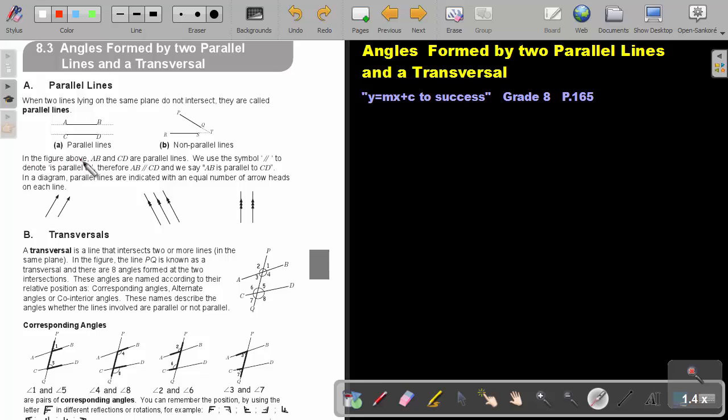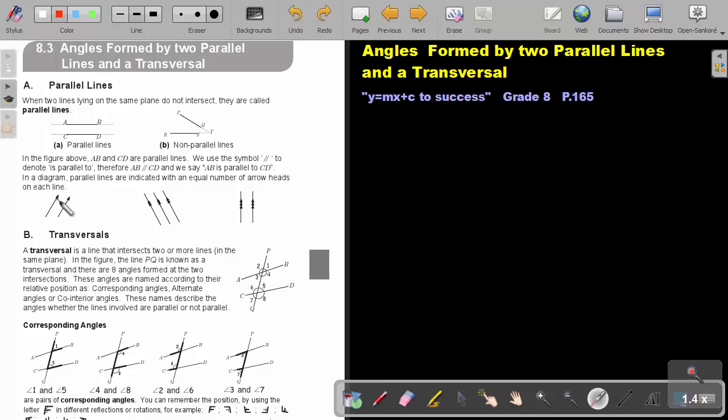So in the figure above, AB and CD are parallel lines. We use the symbol of two stripes to denote a parallel line. Therefore, AB is parallel to CD. In a diagram, parallel lines are indicated with an equal number of arrowheads on each line.